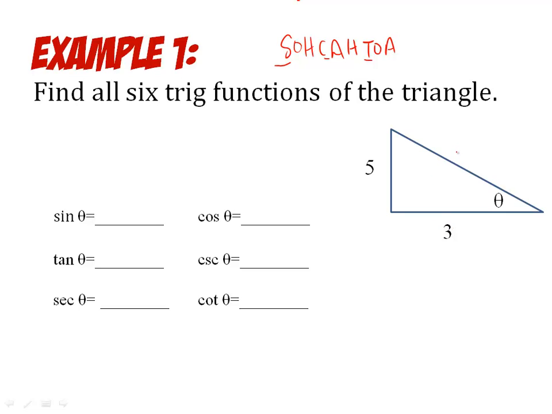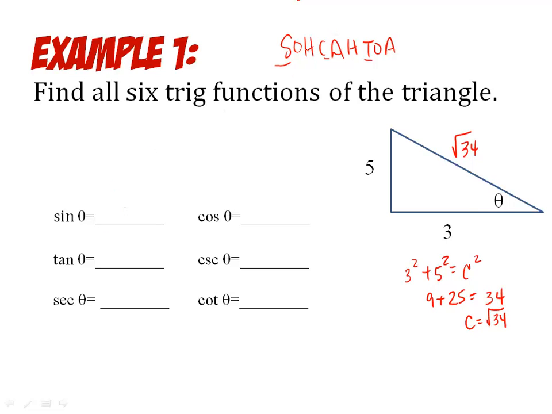Well, notice I don't know what the hypotenuse is. So I'm going to use good old Pythagorean theorem to do that. Okay? So 3 squared plus 5 squared equals c squared. Well, that's 9 plus 25. That gives me 34. Well, to get c, then I have to take the square root of 34. So yes, I'm going to have a radical to work with here.